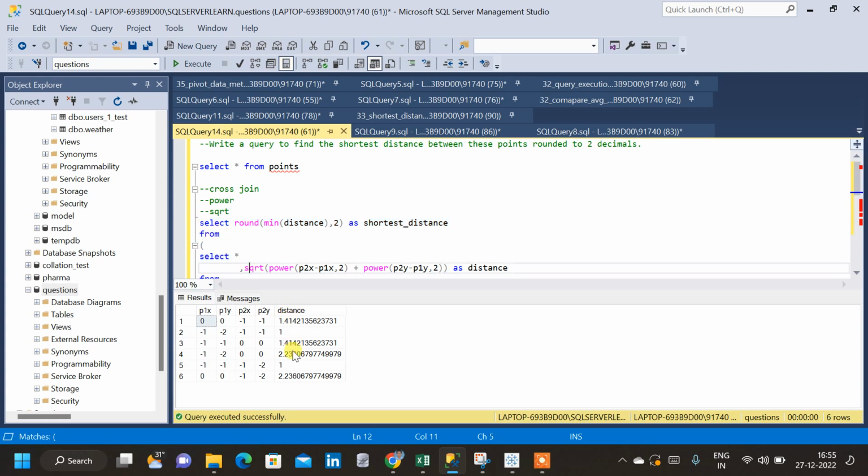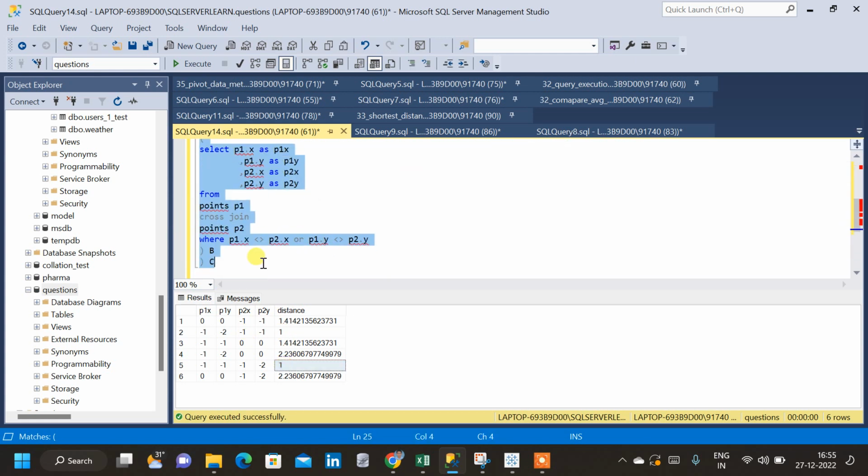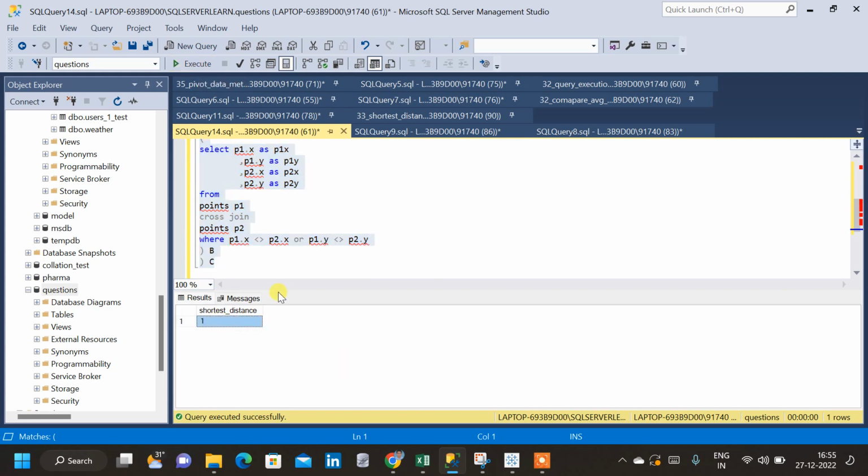from the previous subquery, we know that 1 is the minimum distance between the 2 points, or 1 is the minimum distance between all of these points. So our result should be 1. Now let us run the query and see what our result is. Now if I run the query, we can see that the shortest distance is 1.